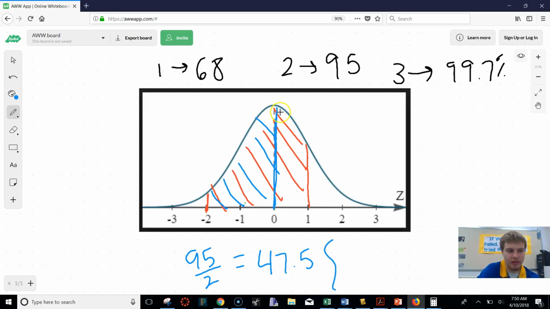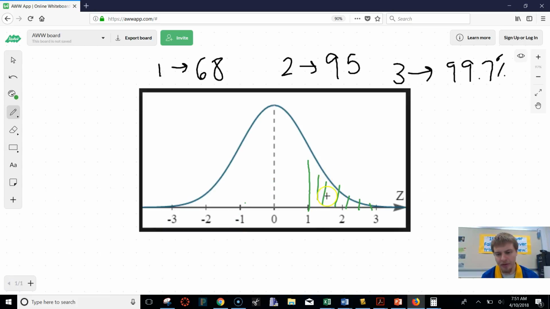And then we just have this little section in red that we have to find. Well, we just found that last time, because that's half of the 68. So that would be 34. And then when we add those two things together, we're going to end up getting that this is 81.5. So sometimes we have to piece a lot of these things together, but you can see that you can pretty accurately predict a lot of these areas. Let's do one more.